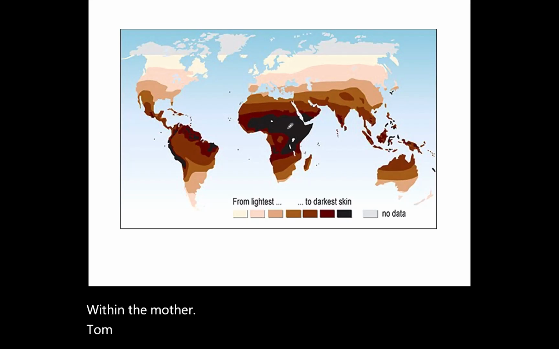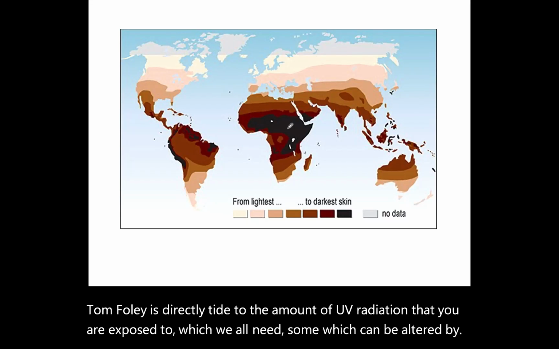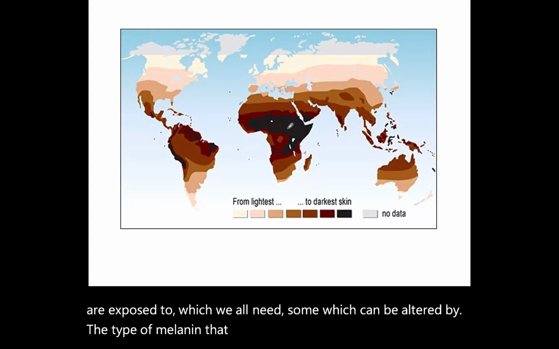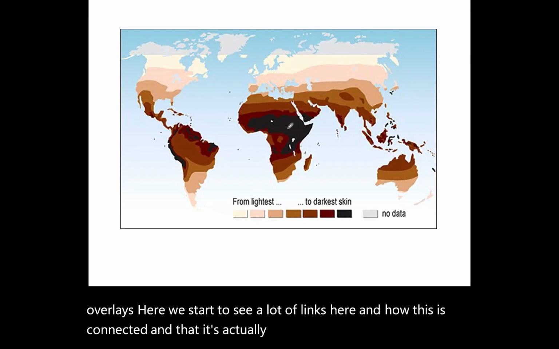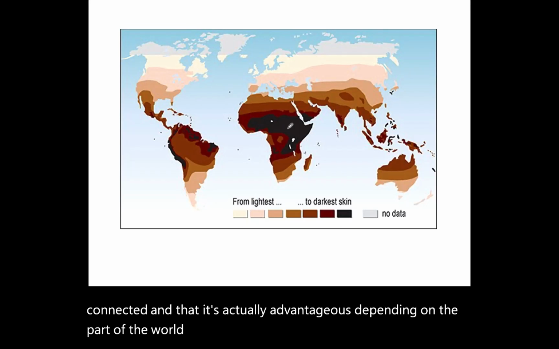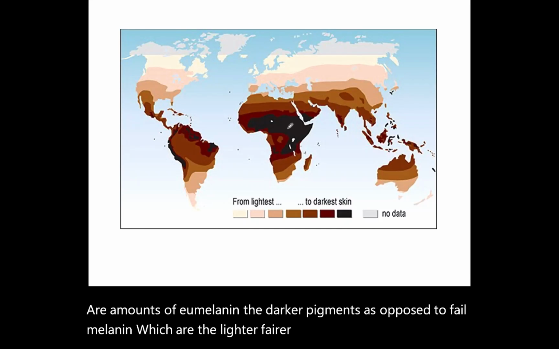Folate is directly tied to the amount of UV radiation that you are exposed to, which we all need some, which can be altered by the type of melanin that you have. And so we start to see a lot of overlays and links here. It's actually advantageous, depending on the part of the world that you live in, to produce higher amounts of eumelanin, the darker pigments, as opposed to pheomelanin, the lighter, fairer pigments. But it can also be a detriment.